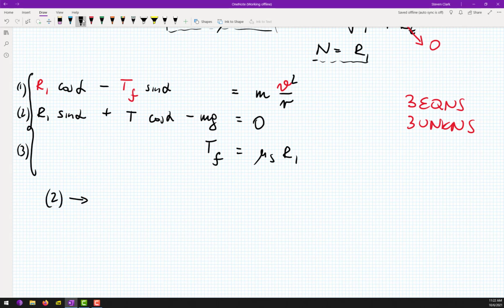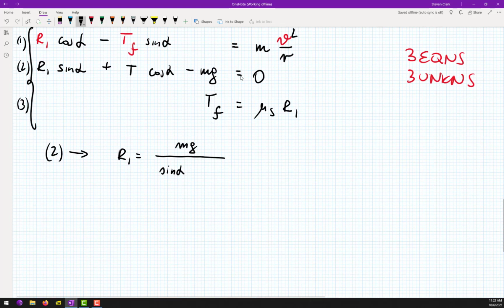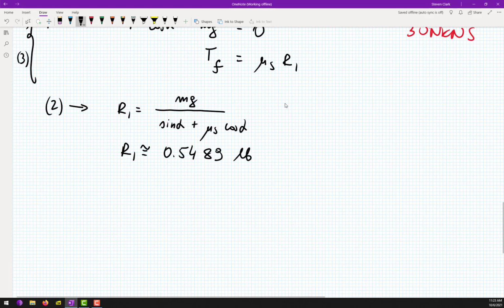So from equation number 2, if you solve it at home, you will obtain R1 that is equal to mg divided by sine alpha plus mu s cosine alpha. And if you plug in values, you will obtain that R1 is approximately 0.5489 pounds. Okay?